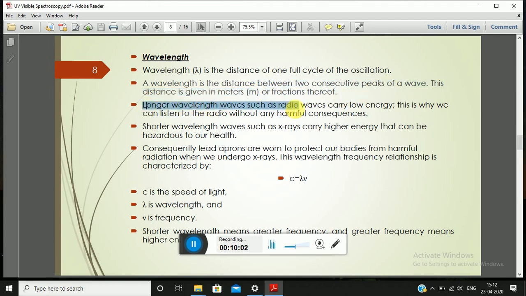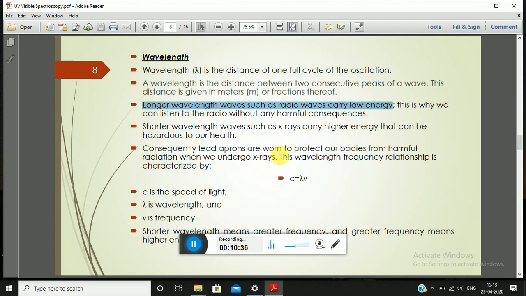Longer wavelength radiation, such as radio waves, has lower energy, and that's why we can listen to radio waves, and they are not at all harmful. Shorter wavelength radiation, such as X-rays, carries higher energy that can be hazardous to our health. So basically, shorter wavelengths of radiation are associated with higher energy levels, whereas longer wavelengths are associated with lower energy levels.